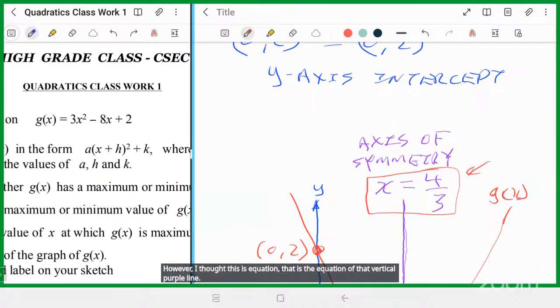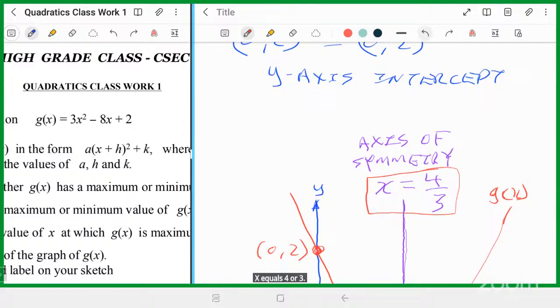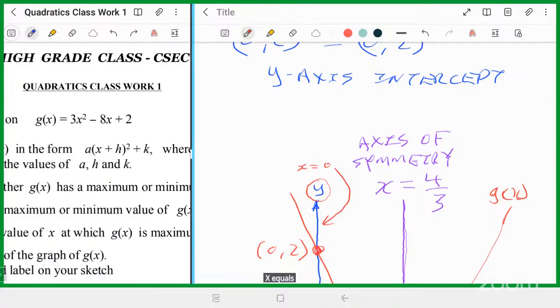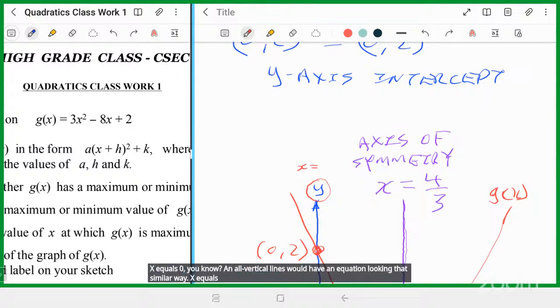X equals 4/3. The y-axis has a similar equation. The equation of the y-axis is x equals 0. That's the equation of this line, the y-axis. X equals 0. This is the actual equation of the y-axis. And all vertical lines would have an equation looking in that similar way: x equals some number. Right?